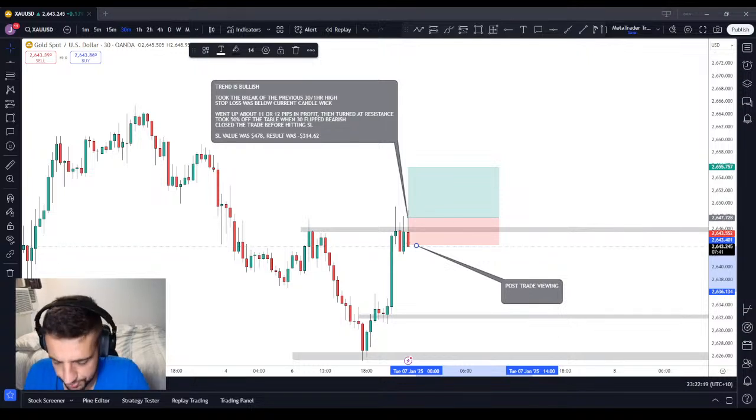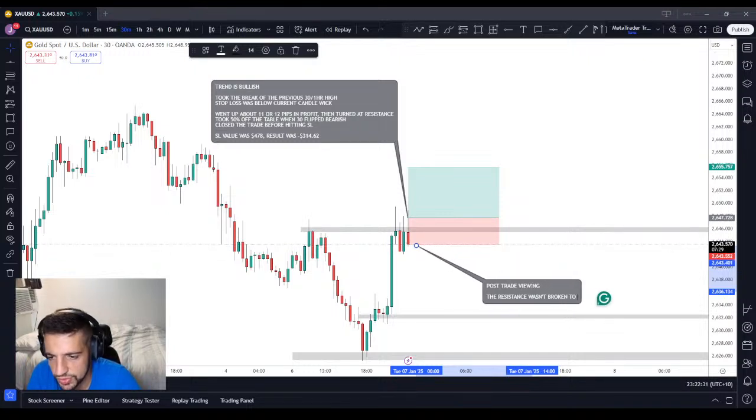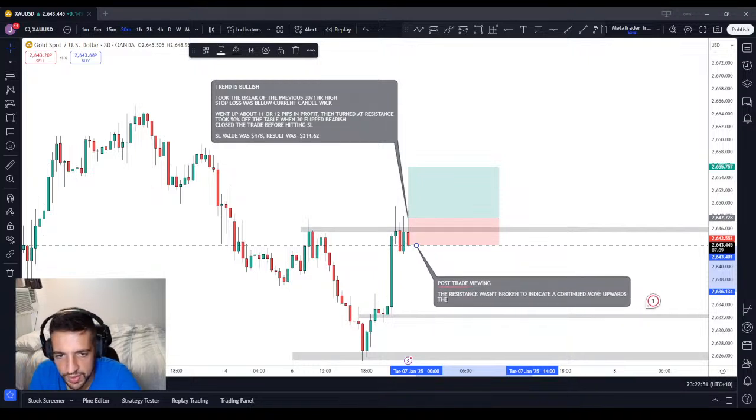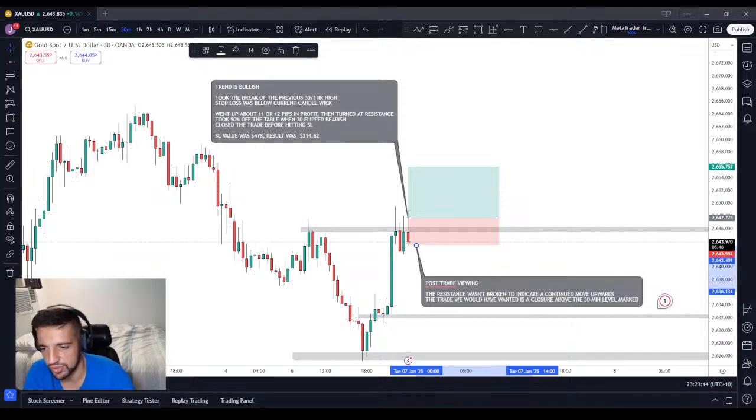Okay, as I look at it, the resistance wasn't broken to indicate a continued move upwards. The trade we would have wanted is a closure above the 30-minute level marked, then buy.